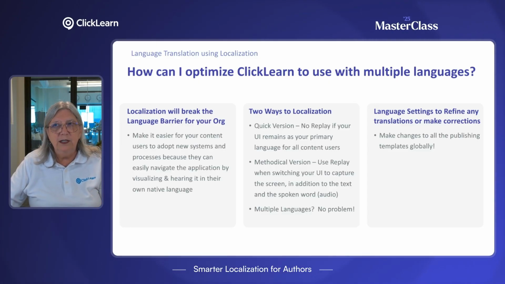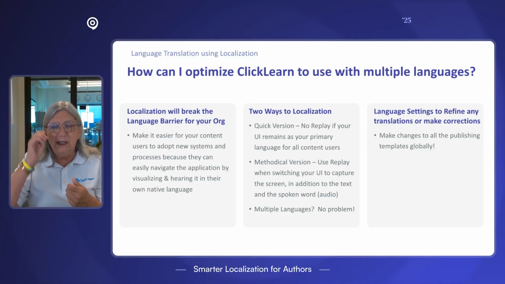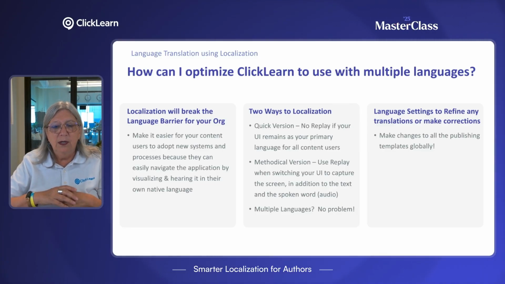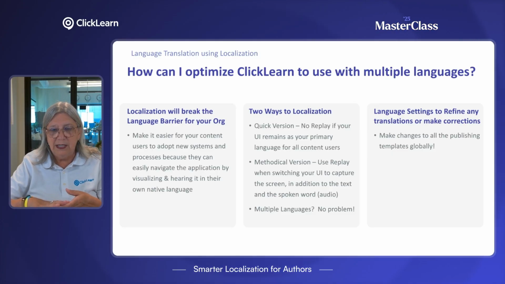they can easily navigate the application by visualizing and hearing it in their own native language. There are two ways to do the localization. The first one, the quick version, if you will, is that if you don't need to use replay to capture the screens in the native language inside your user interface, if it's going to remain as your primary language, you'll be able to very quickly just simply use the UI interface for English to be able to do the localization.